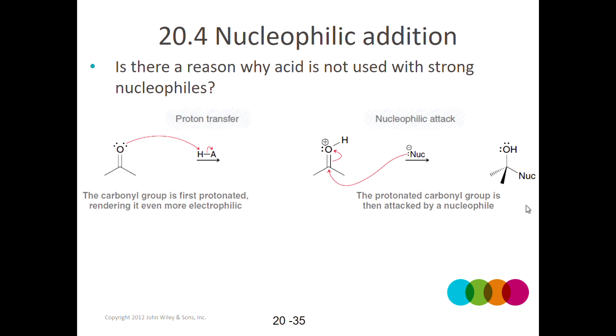You should keep in mind, though, that you can't do both. You can't use both an acid and have a strong nucleophile. Maybe with a couple exceptions, but generally you can't do that, because if I have a strong nucleophile, it's probably also likely to be a strong base, which means instead of attacking, it would probably just pick off the proton and go back.